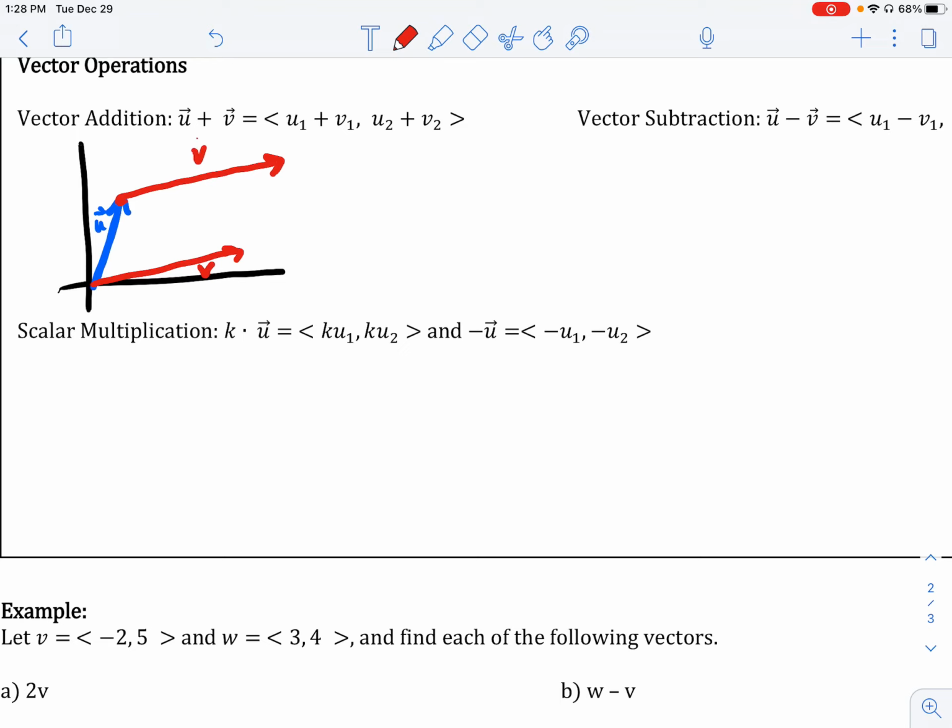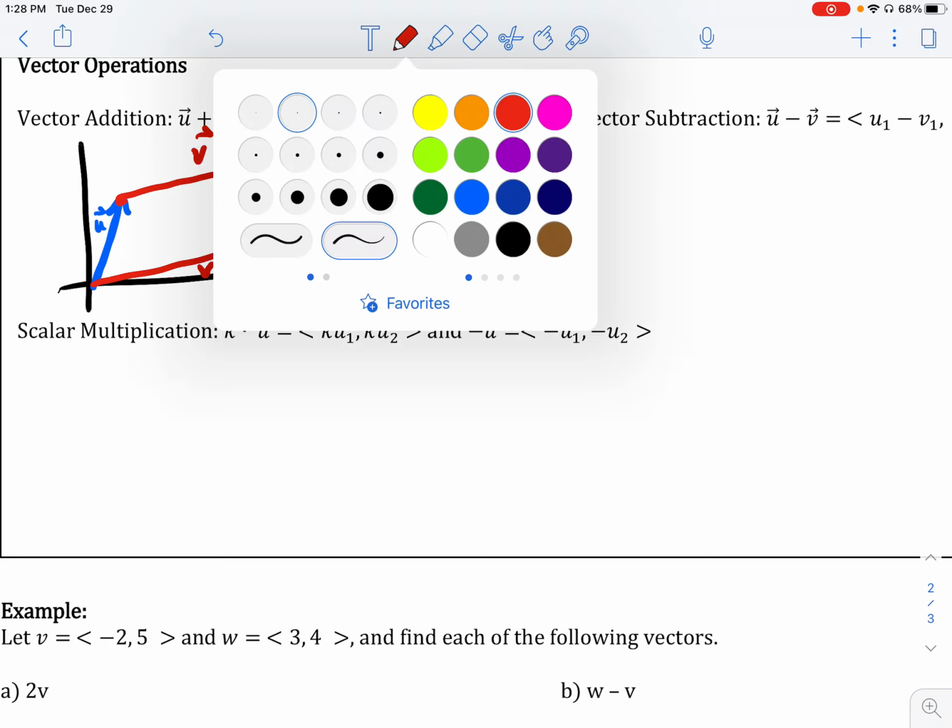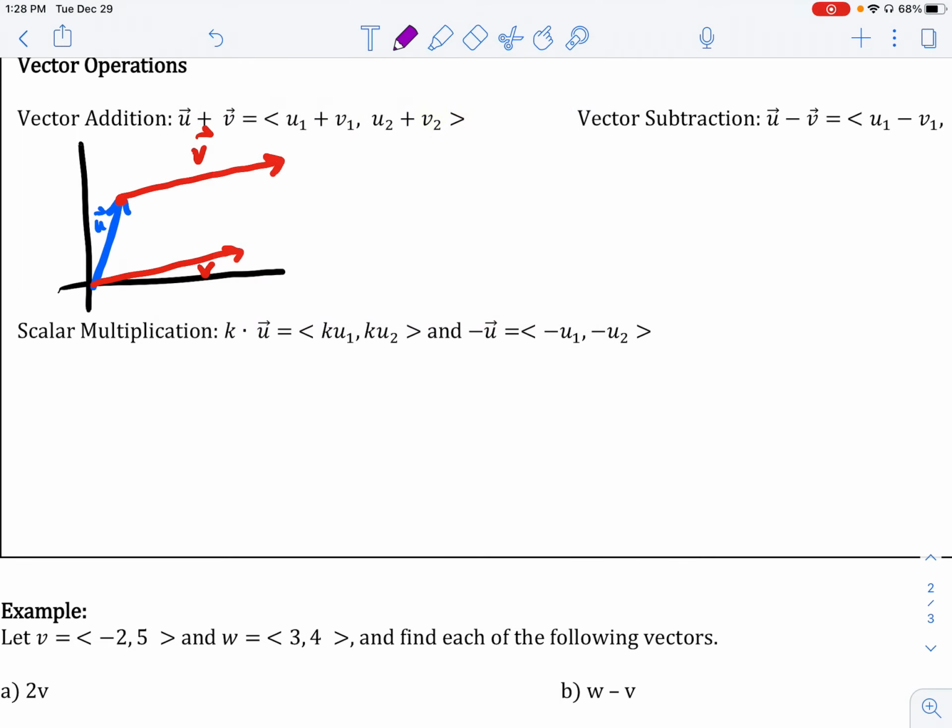This is vector v right here. And the vector that starts from the initial point of u and ends at this terminal point of vector v, this is what we call our resultant vector. This is u plus v. And I'll just label that. This is what we call our resultant vector.